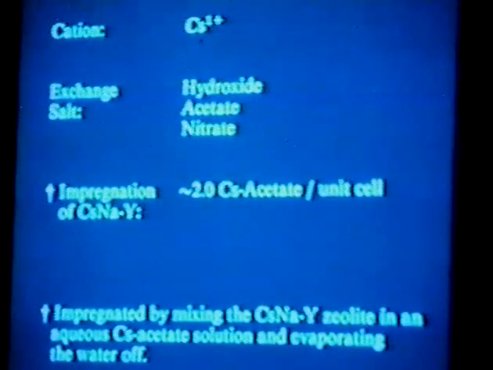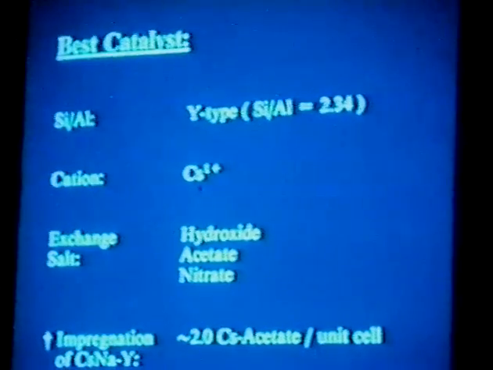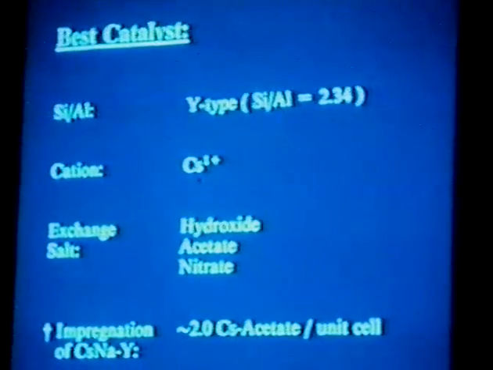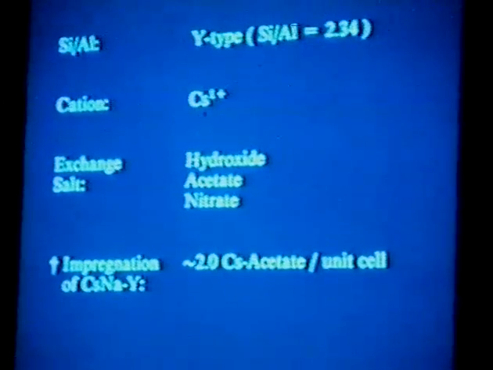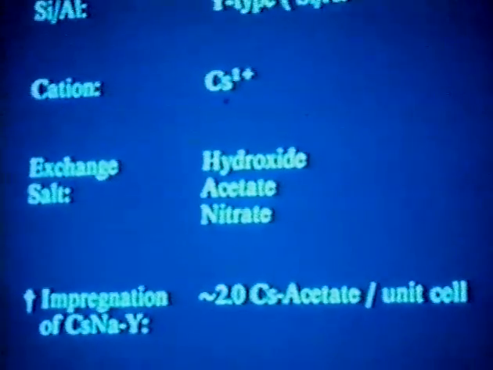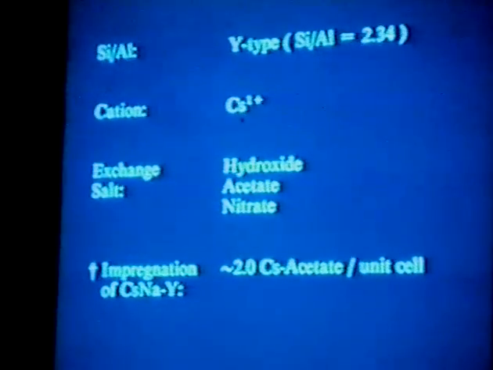And quickly, our best catalyst that we came out with was in fact the Y type and not the X type. Our particular catalyst had a silica to aluminum ratio of 2.34. The cation we preferred was the cesium, and the exchange salts we found were the hydroxides, the acetate, and nitrate. That's taking the sodium Y to the respective cesium Y. We found very poor results with the chloride.